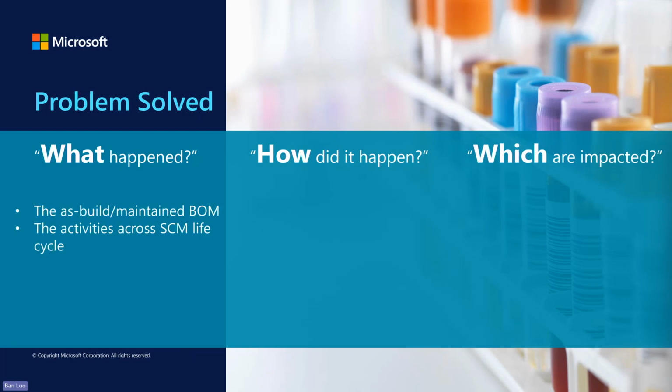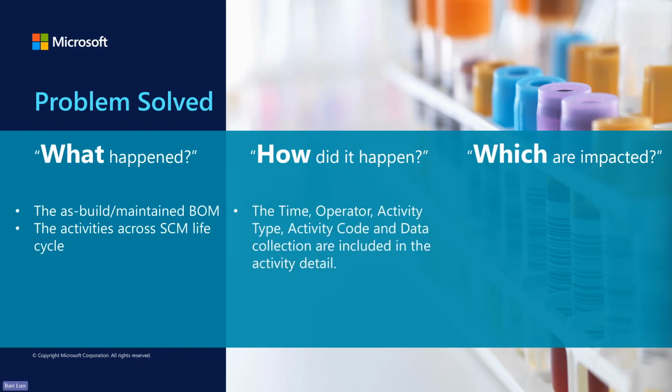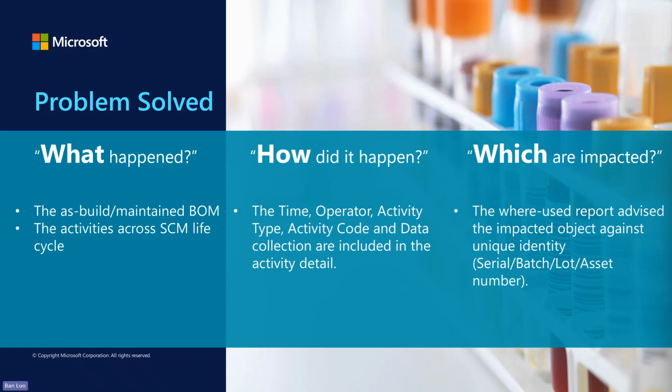We use as-built BOM and maintained BOM to track the composition of the object and log activities across supply chain management. This will help answer what happened to the tracked object. For how did it happen, we include multiple dimensions such as business time, activity type, code, and data collection in activity detail for clarification. For the last question, we use reports to advise on the impact scope against unique identities, such as serial numbers, batch numbers, lot numbers, and asset numbers.